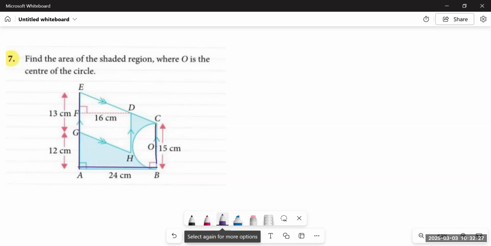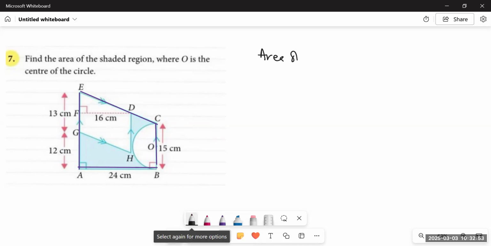How do we know? The two sides, AE and BC, are parallel to each other, but not all four sides are equal to each other. Hence, it's not a parallelogram nor a rhombus, but it's a trapezium. And in a trapezium, how do we find the area? We just take the two parallel lines, add them up, and then we write it like this.